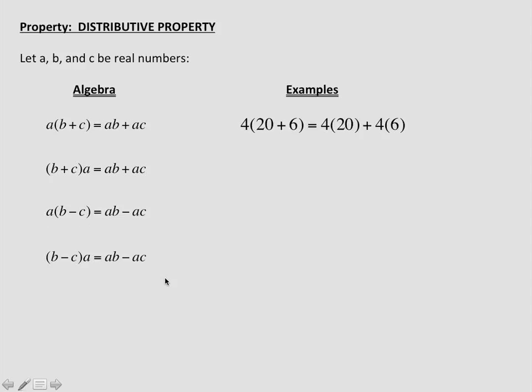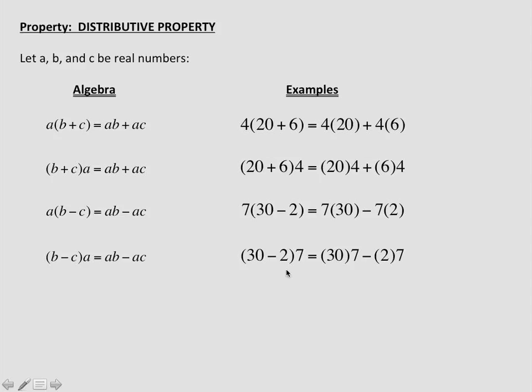All right, some examples. Looking at the top one, if I give 4 away to 20 and 6, 4 times 20 plus 4 times 6. Likewise, if the single term was behind it, I'd give away the 4 to everything inside the parenthesis. Here's a 7 with a minus in the middle, so 7 times 30 minus 7 times 2. And same idea here, we just threw the 7 into the back. So pretty simple.